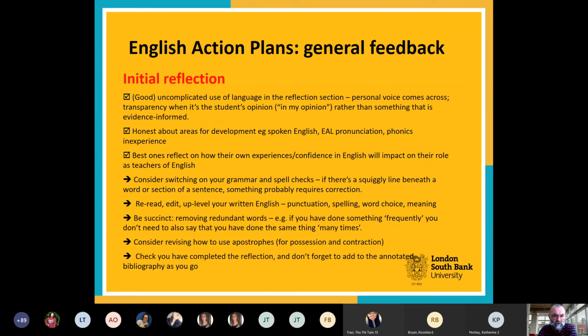Check you've completed the reflection and don't forget to add the annotated bibliography as you go.